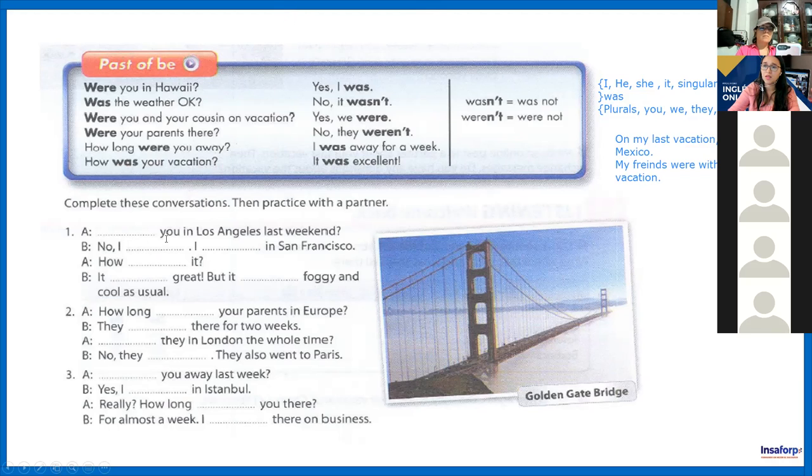Vamos a practicar entonces. So in the first part, can you help me, maybe Jolman? Vamos a hacer, we're going to do number one. What do we have to use? Was or were? Were you? Yeah, right. Were you? Continue, please, Jolman. Were you in Los Angeles last week? No, I wasn't. Yeah, right. No, I wasn't. I was in San Francisco. Continue. Sería how was it? How was it? Solo how was.